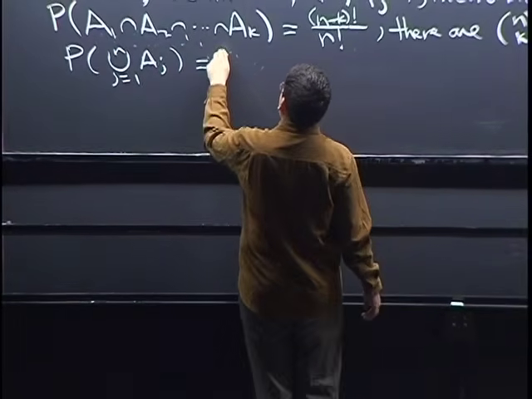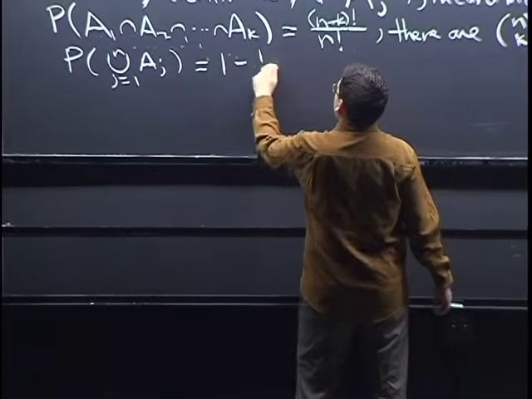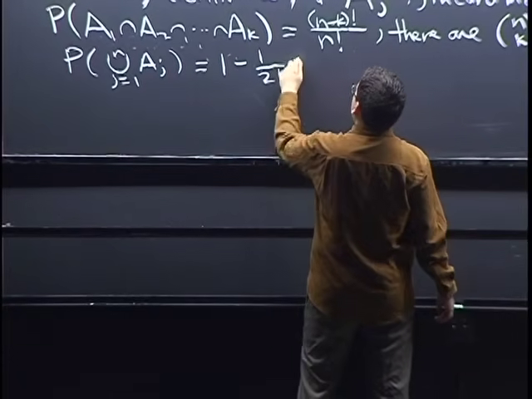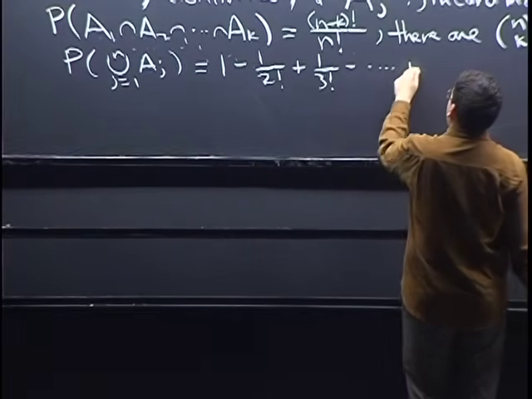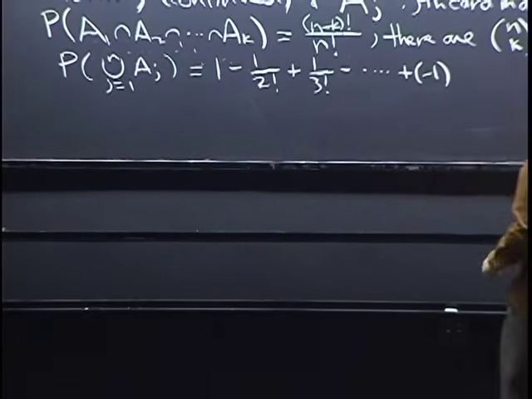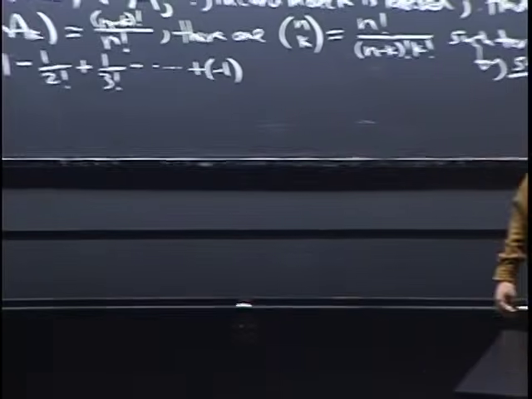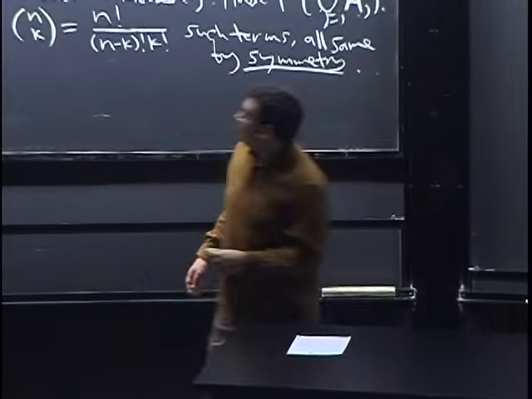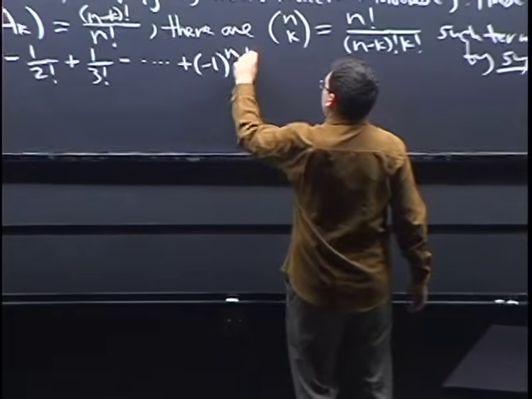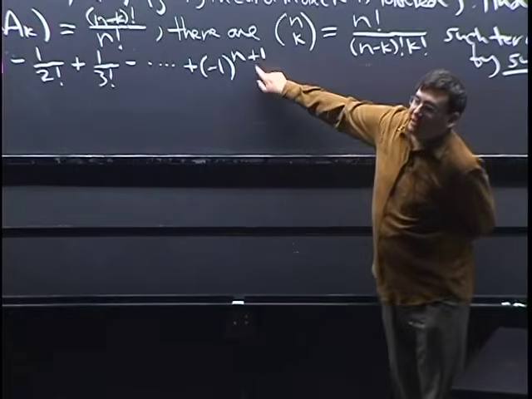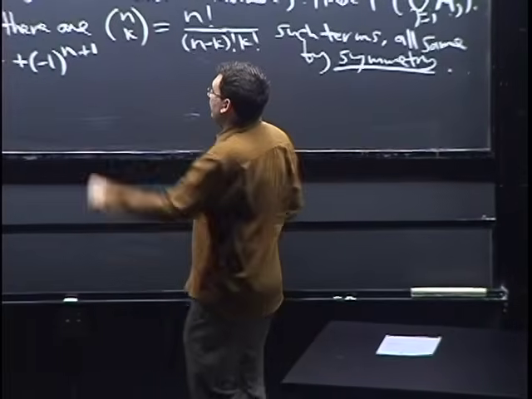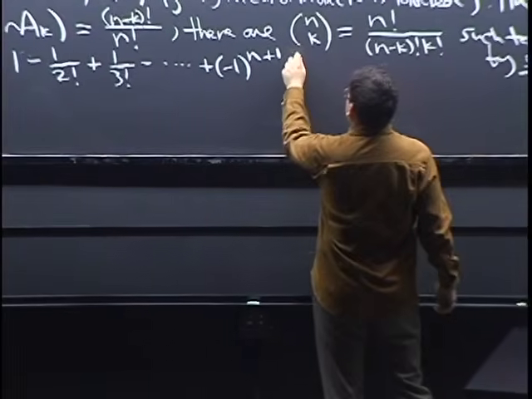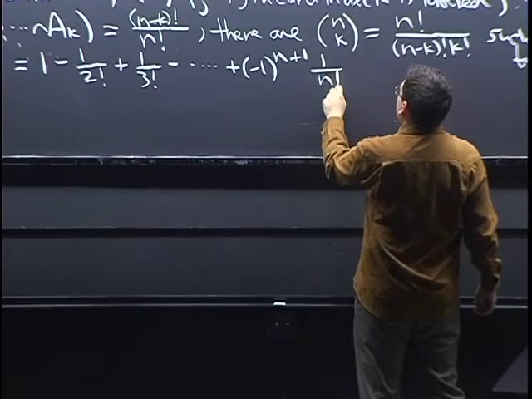equals 1 minus 1 over 2 factorial plus 1 over 3 factorial minus dot, dot, dot, plus negative 1. And then if you look at the last term of inclusion-exclusion, it had a negative 1 to the n plus 1. And I think I forgot the plus 1 last time because I was writing it in a hurry at the end of class, so you may want to fix your note. There was a plus 1 there. That's the last term. And let's just do a quick sanity check.